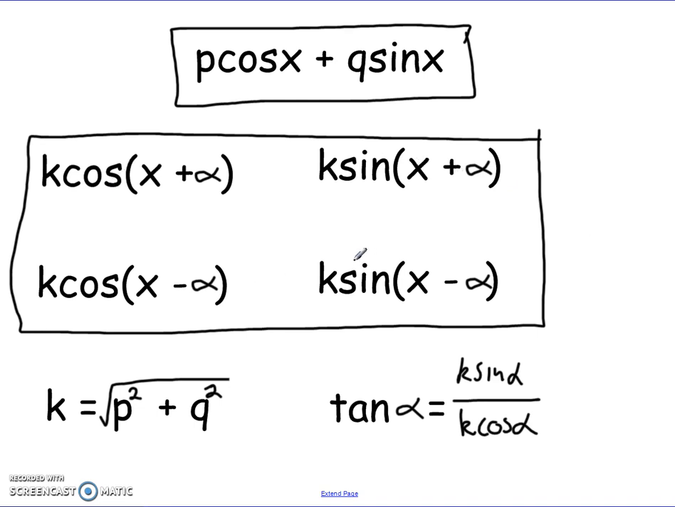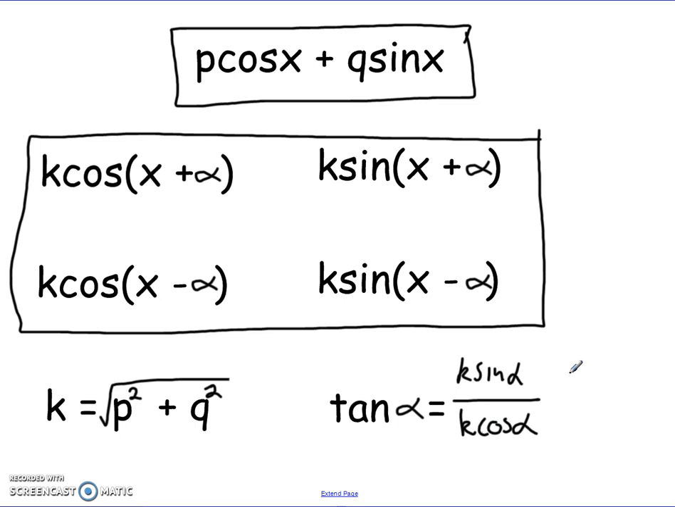Now, each of these four can be done using our double angle expansions that we've covered already. So expansions for cos(a plus b), cos(a minus b), sin(a plus b), and sin(a minus b). So all that's going to come into play here. The only difference here is with two special key elements for each of these. One is the k. Now the value of k comes from taking the square root of p squared plus q squared, which are the coefficients up here. And alpha. Now alpha comes from the relationship tan alpha equals k sin alpha over k cos alpha.